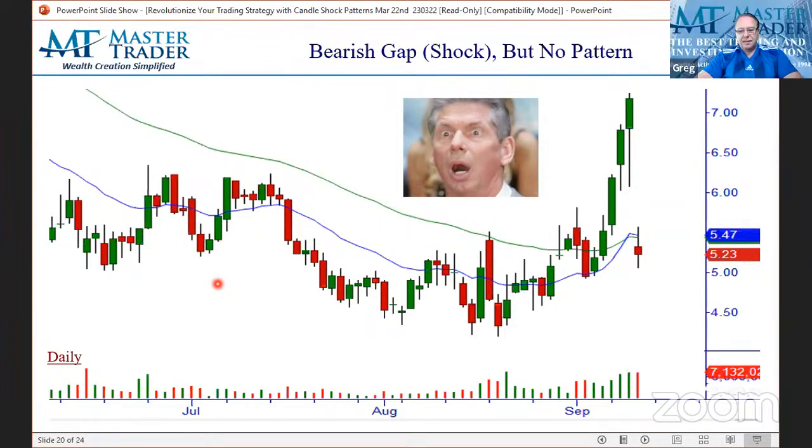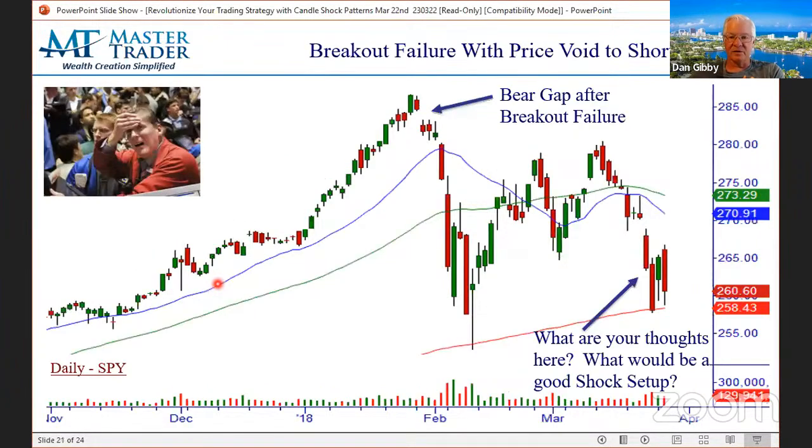See, so that's a good example of gapping down to support. So you can't do anything, and it's an excessive gap. Right, so that's the illustration there. What I want to ask you here is, this was the Spiders a while back, but let's just focus. This was a breakout failure.